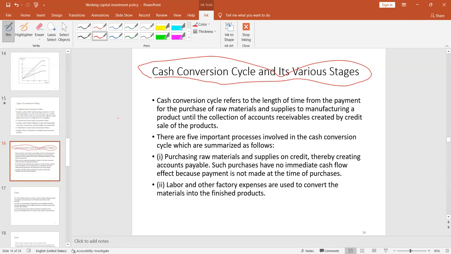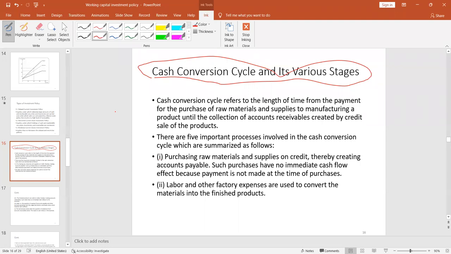So you see that there is a cycle. What kind of cycle? We need some days to get our money back. We have some days to pay our payables. Now we need to determine these days. How many days we need to convert account receivables to cash, and how many days we have in our hand to pay payables. So these calculations are known as cash conversion cycle. So we need to know the various stages of cash conversion cycle. I have explained in my own way.